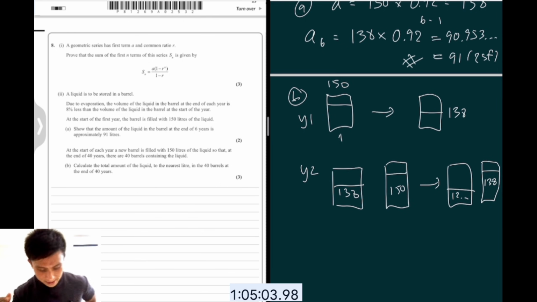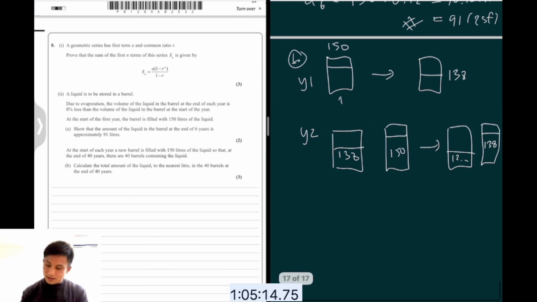So we need to find the total amount of liquid to the nearest liter in the 40 barrels at the end of each 40 years. That looks like a sum, right? So let's say if you want to just sum up the total amount of liquid at the end of year 2, yeah? So that would be 138 plus, it would be this, right? 138 plus, this is basically A2.